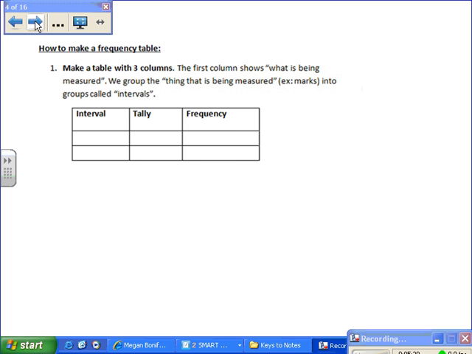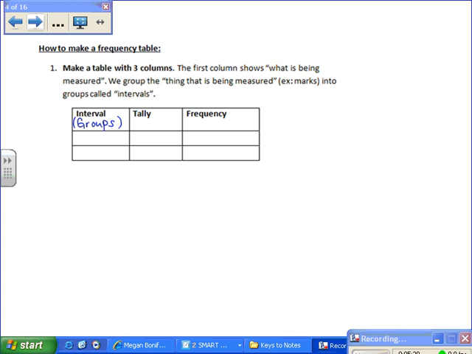Okay, we're going to come back to that in just a moment. How to make a frequency table. There's a few steps, and they're very simple. The first thing is we're going to make a table with 3 columns. The first column we're going to call either intervals, we can also call it groups here.